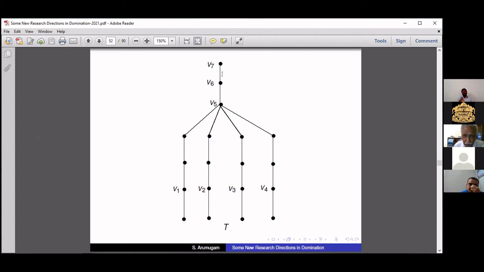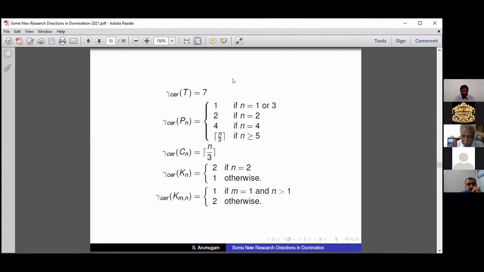Because if you put V6 and don't put V7, when V6 serves V7, no witness will be there. So this is the certified domination test for the tree, whereas if you remove V6, it's a domination set. So certified domination number is one more than the domination number for this graph. And these are some standard results which have been put in that basic paper.